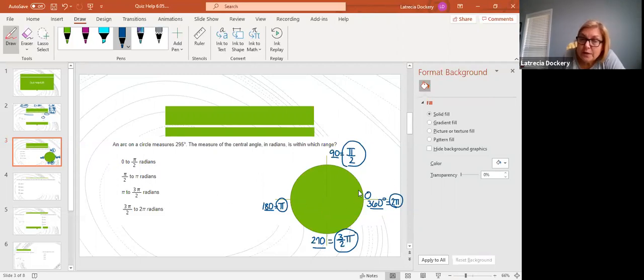295 degrees. Well, you've got 90, you've got 180, you've got 270. So 295 is going to be somewhere around in here, right? It is going to be between 270 degrees and 360 degrees. But it's also going to be between 3 pi over 2 and 2 pi radians.